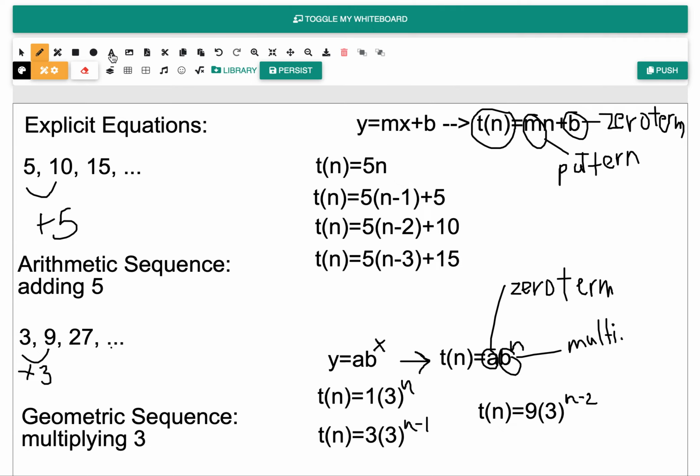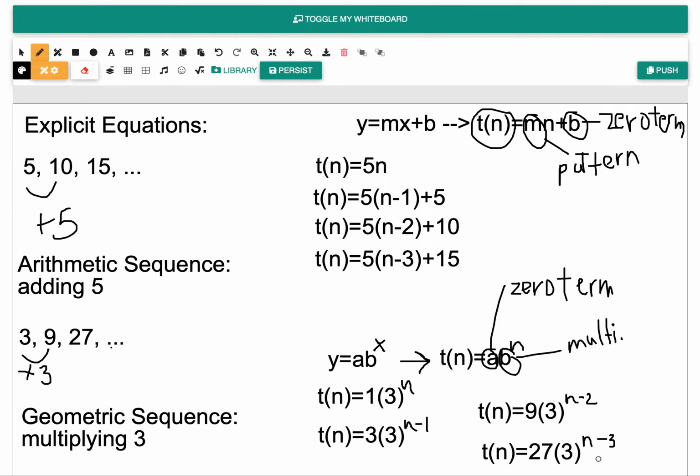Or let's say I want to use my third term. 27. The multiplier doesn't change. And because I use my third term, I'm going to subtract that 3 from the n. So again, any of these equations works. I can even keep going. But again, I'm only asking you for one, whichever one you want to use.